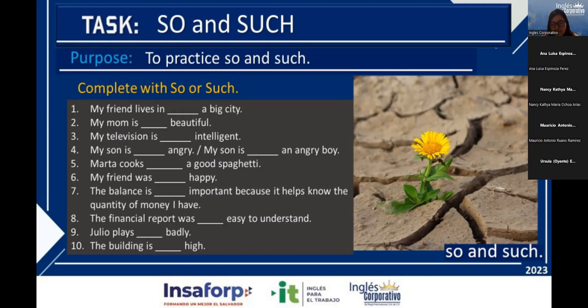Number one, such. Number two, so. Number three, so. Number four, sería my son is so angry. My son is such an angry boy. Sí. Okay, number five, Mark.